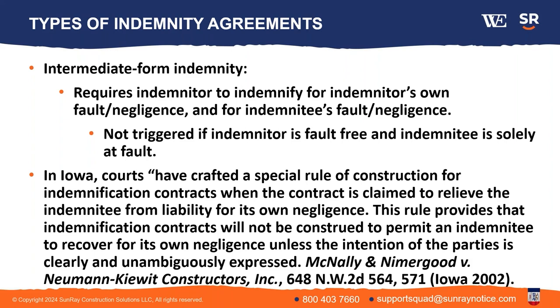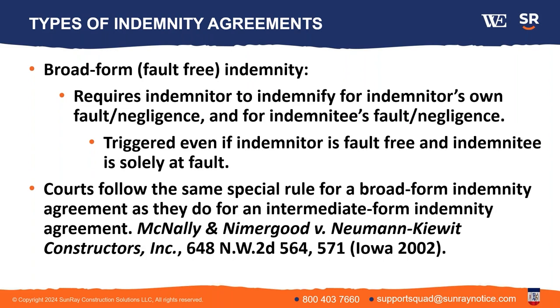Okay, so Iowa allows you to contract, at least under the case law that we're going to look at, and we're going to get into a statute that changes that. But at least outside of that statute, if you want to have this, you can draft it. You just have to make sure it's clear and unambiguous. The last form is broad form or fault free. So in that example that I gave, where the GC comes in and is solely at fault for something and wants indemnity from the sub, and the sub has no fault, the sub would be required to indemnify the GC on this one, even though the sub has no fault. And again, that same special rule in Iowa applies, where you have to make that clear and unambiguous.